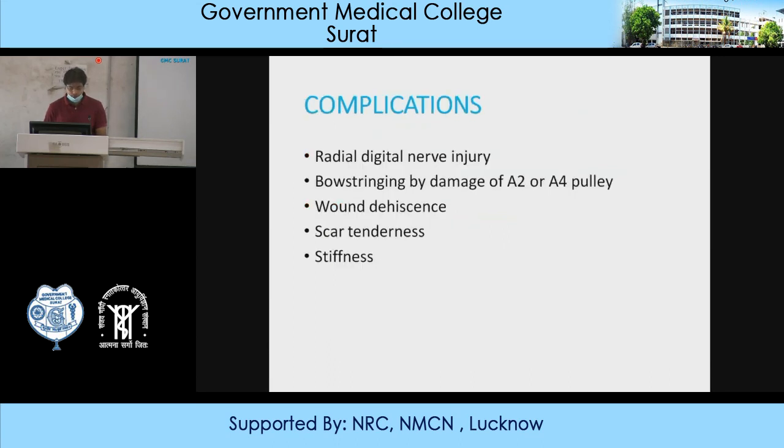So what will be the complications? Radial digital nerve injury while making the incision and cutting the A1 pulley. Bowstringing by damage to the A2 or A4 pulley: when we do dissection, by mistake or iatrogenically, we injure the A2 or A4 pulley, and there will be no restriction of the tendon to the bone, and it will cause a deformity like a bowstring. Wound dehiscence, scar tenderness, and stiffness may also arise.